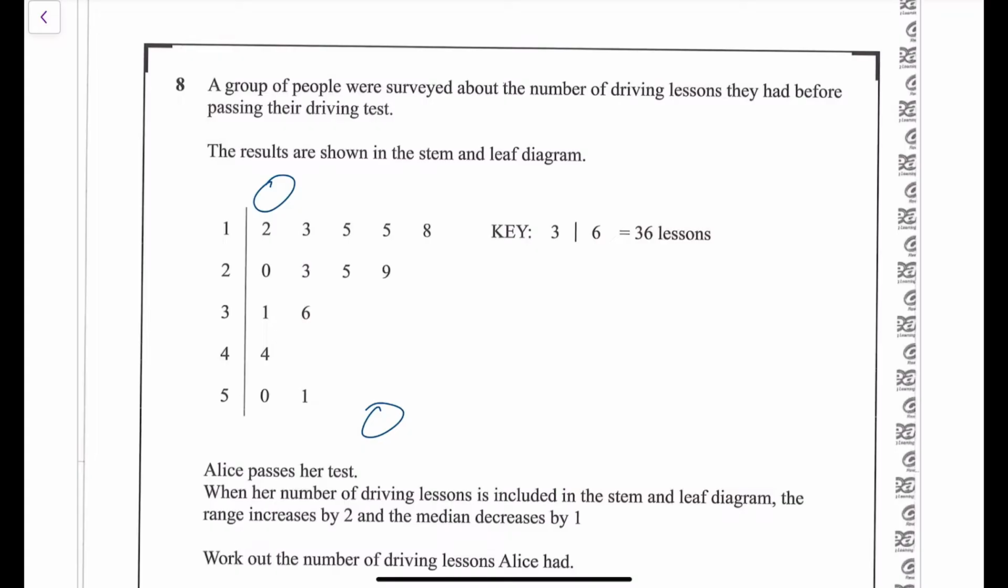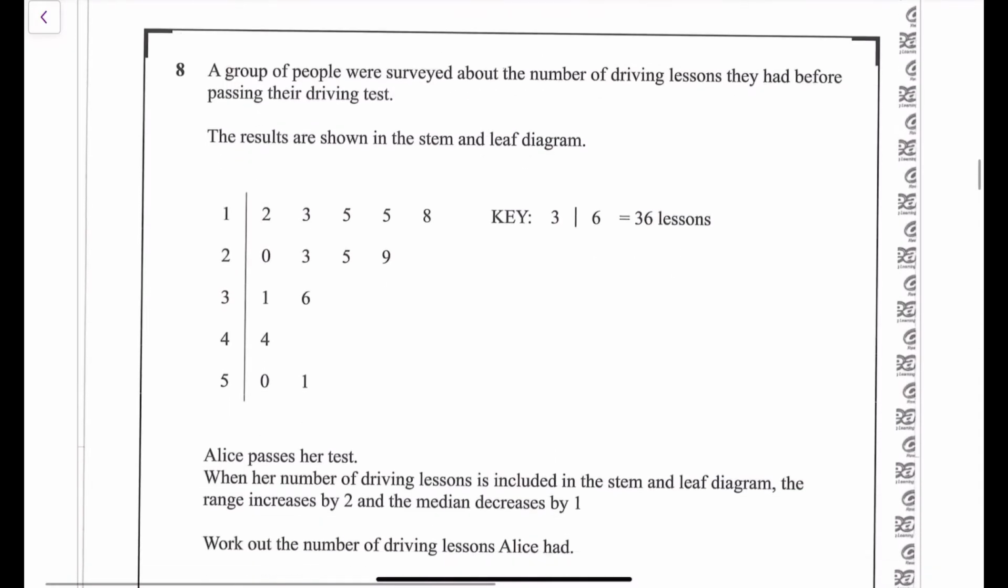But it also tells you the median decreases. So the median decreases, that means it must be on the lower end. So it's going to be in here somewhere. Okay? So it tells you then, well, we'll work out the current range.